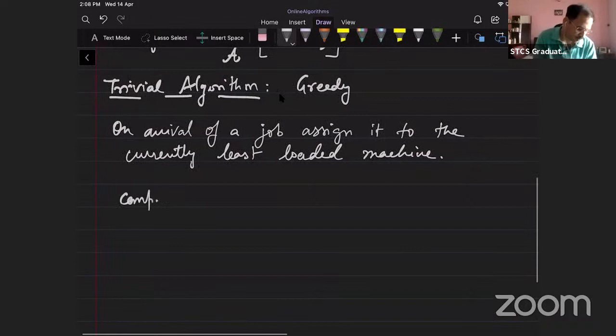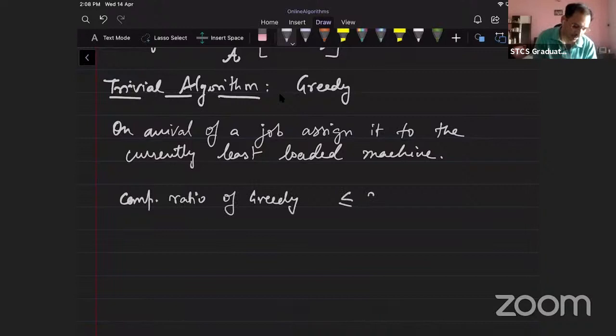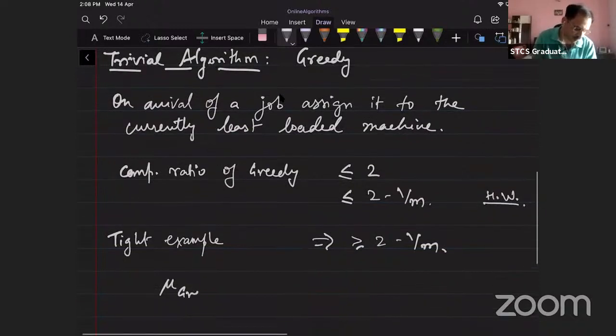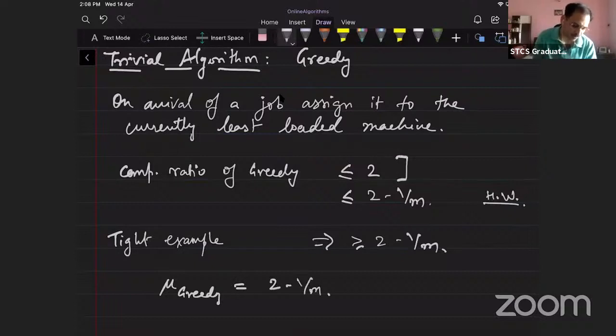So let me write it, and maybe you can get the proof. The competitive ratio of greedy is easy to see: it is at most 2. Slightly sharper is 2 minus 1 by m. This you will prove in the homework. But 2 you should be able to see directly. And then you should also show that there is a tight example that gives that it is at least 2 minus 1 by m. So the competitive ratio of greedy is exactly 2 minus 1 by m. So 2 is what I wanted if somebody couldn't see it. Now can you see why 2 should be the right answer? It's never more than 2.